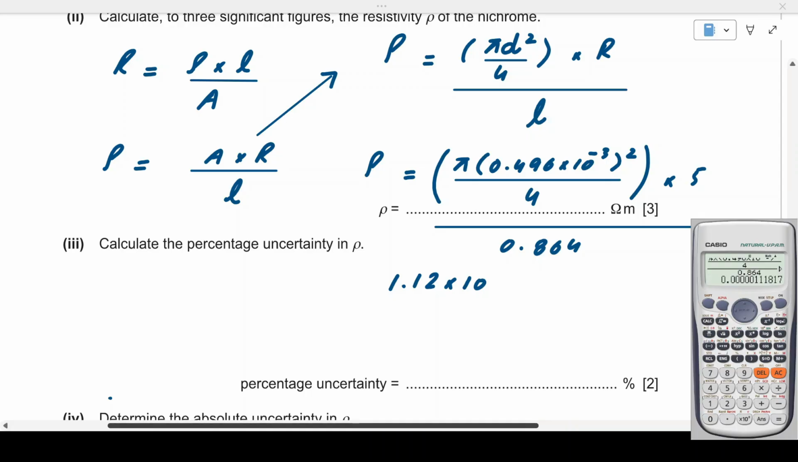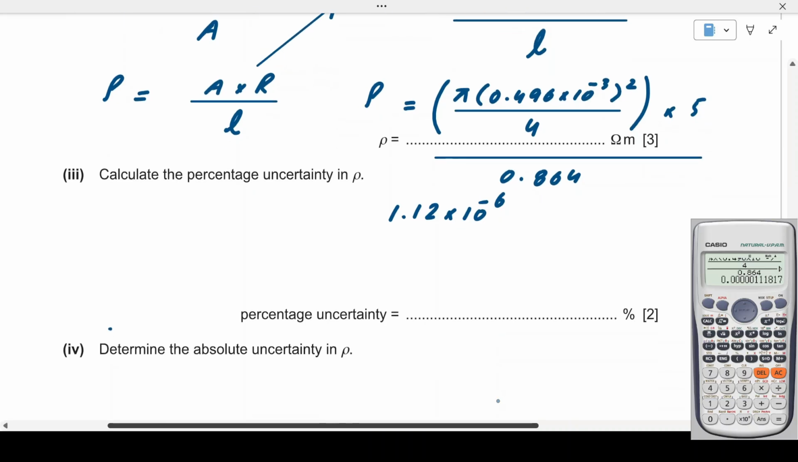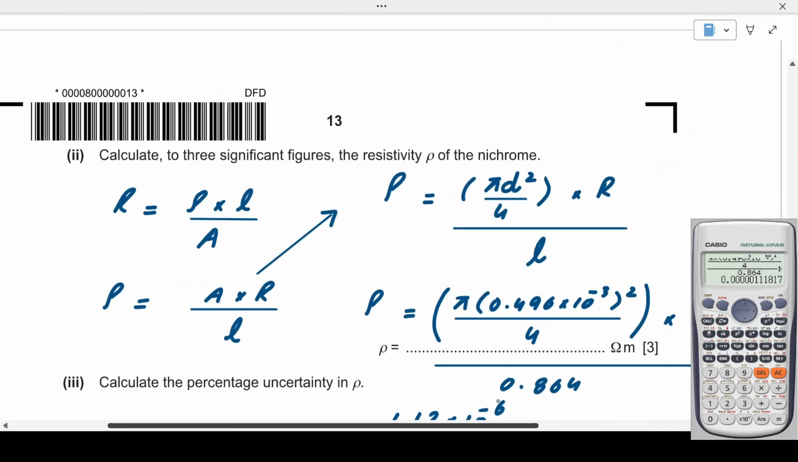Into 10 raised power minus 6. There you can see the calculation also. 1.12 into 10 raised power minus 6. The next part, we need to calculate the percentage uncertainty in resistivity.